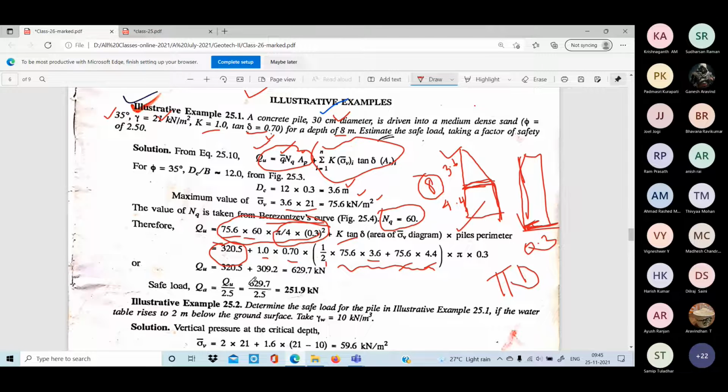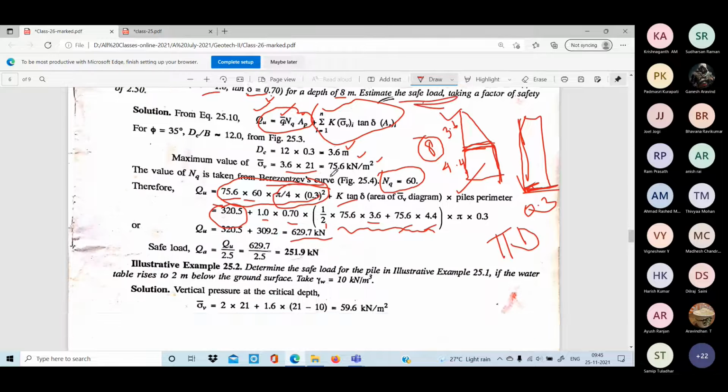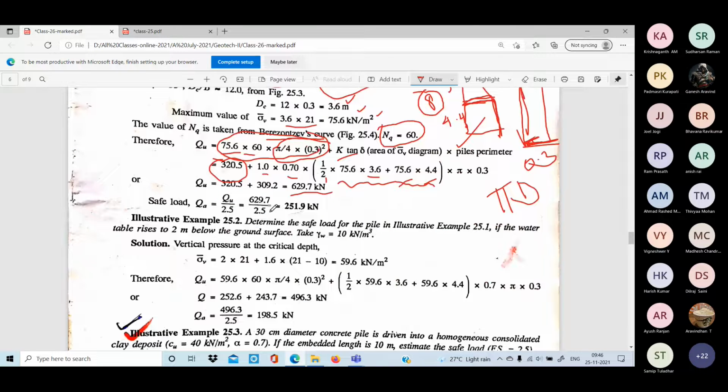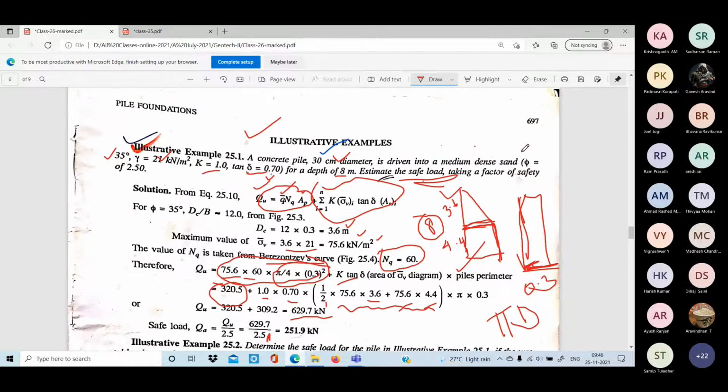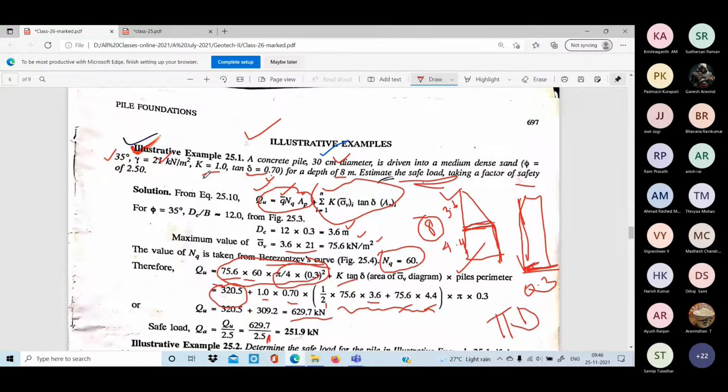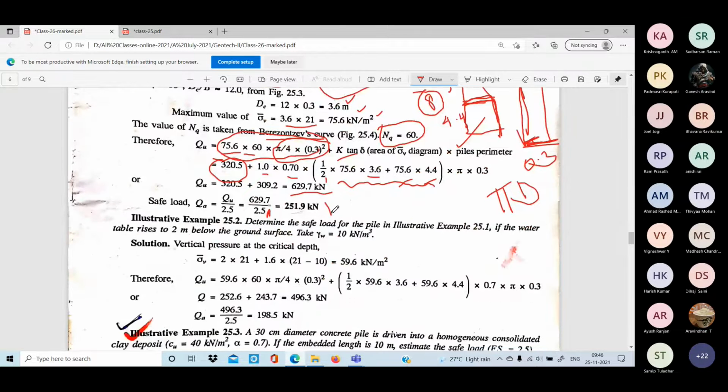If you do all these things, you will get an answer like 629. But what is asked? That is ultimate capacity. What is asked is safe load. That means factor of safety, we have to divide it. 2.5 it is given. Then you will get this 259. Very simple, okay? So don't panic with this.